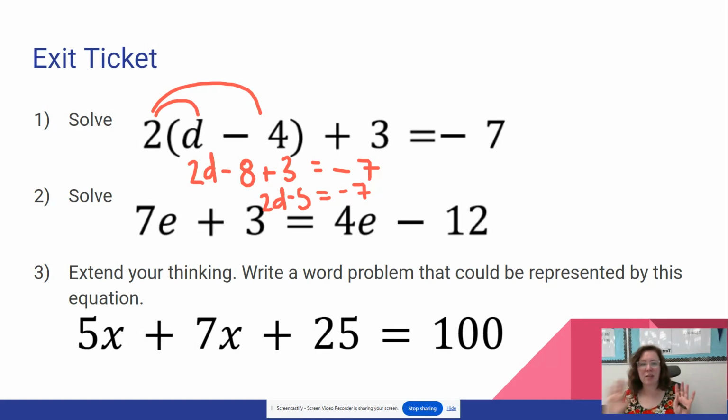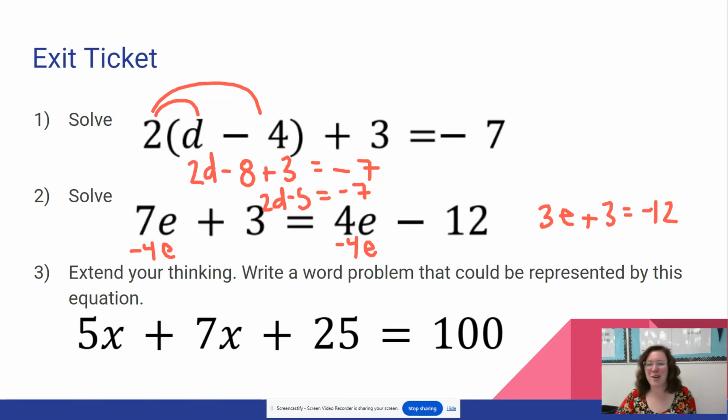Okay, the next one, there's nothing to simplify on either side. But we do have an e on both sides of our equal sign, which we don't like. So I'll get rid of this 4e on both sides. And we end with 3e plus 3 equals negative 12. Subtract 3 on both sides, and then divide by 3 on both sides.